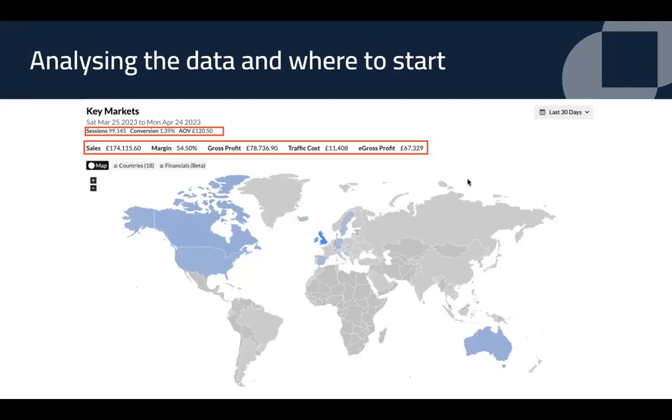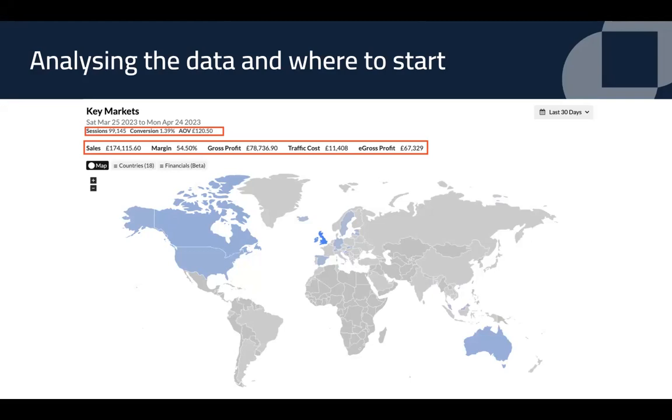And then analyze the data and where to start. E-commerce managers, e-commerce staff, business owners, everyone's very busy day to day. And this is where we try and bring the right data to you at your fingertips on Trader, and tying it back to the math. You have 3 levers in e-commerce that you can control. It's your sessions, your conversion rate, and your AOV. And then off the back of that, IRP is automatically bringing together your sales, your margin, your gross profit, your traffic cost, and then your e-commerce gross profit.